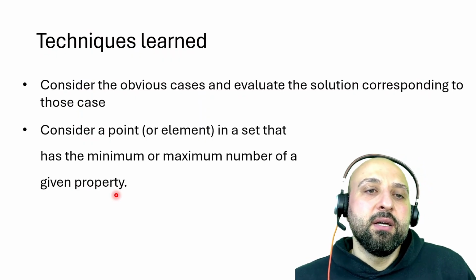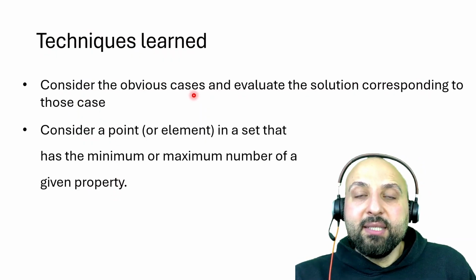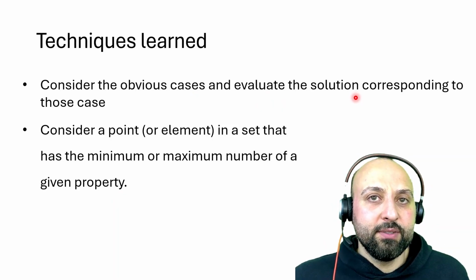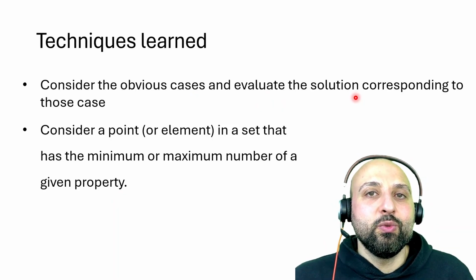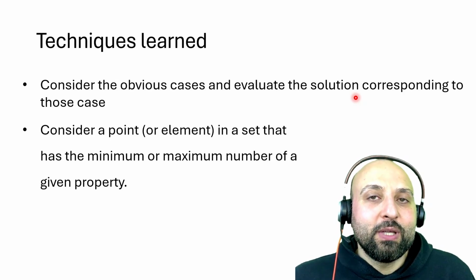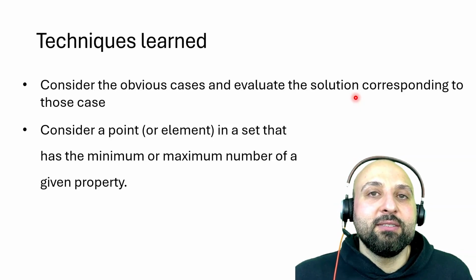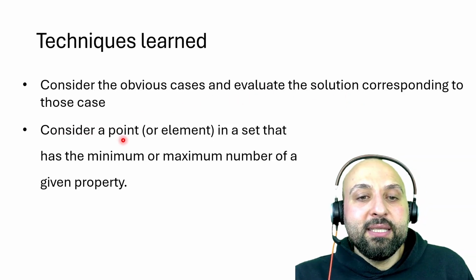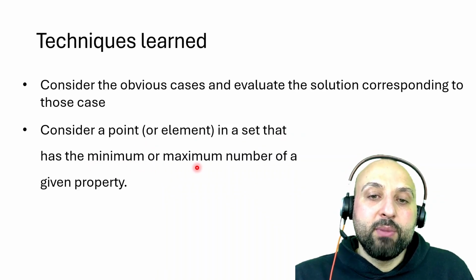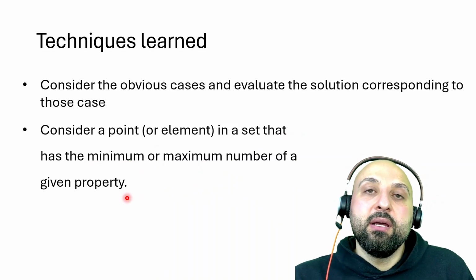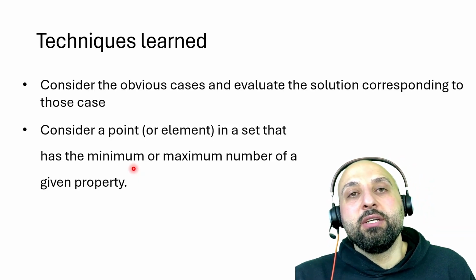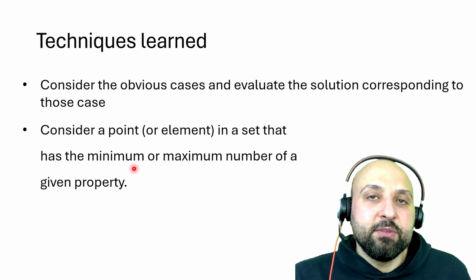Let's see what we have learned. Consider the obvious cases and try to evaluate the solution corresponding to those cases. In many situations, when you evaluate the obvious cases, you will probably find the actual solution. And then you need to prove that the best solution you found is really the answer. Also, consider a point or an element in a set that has the minimum or maximum number of a given property. By considering that point, you can try to derive additional information, and from there you can solve the exercise.